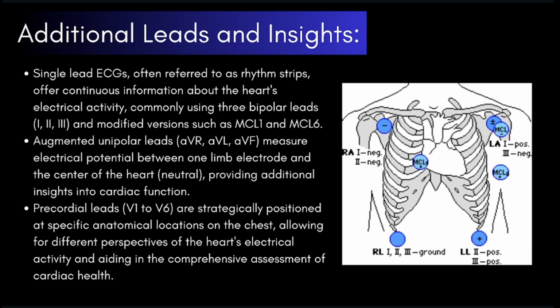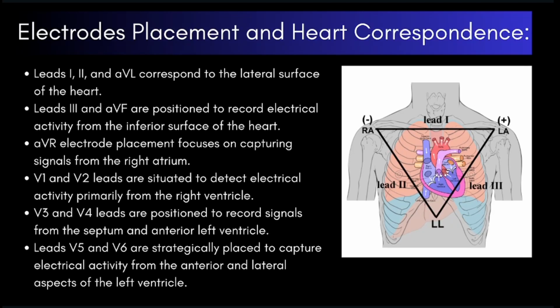Moving on. Electrode placement and heart correspondence. Leads 1, 2, and AVL correspond to the lateral surface of the heart. Leads 3 and AVF are positioned to record electrical activity from the inferior surface of the heart. AVR electrode placement focuses on capturing signals from the right atrium. The V1 and V2 leads are situated to detect electrical activity primarily from the right ventricle.